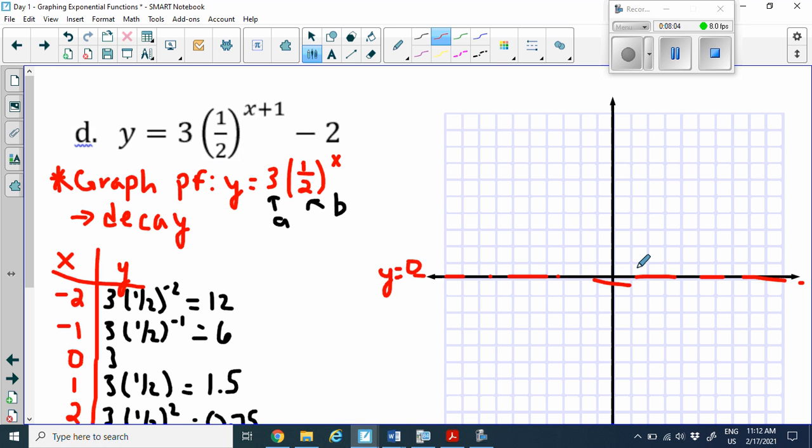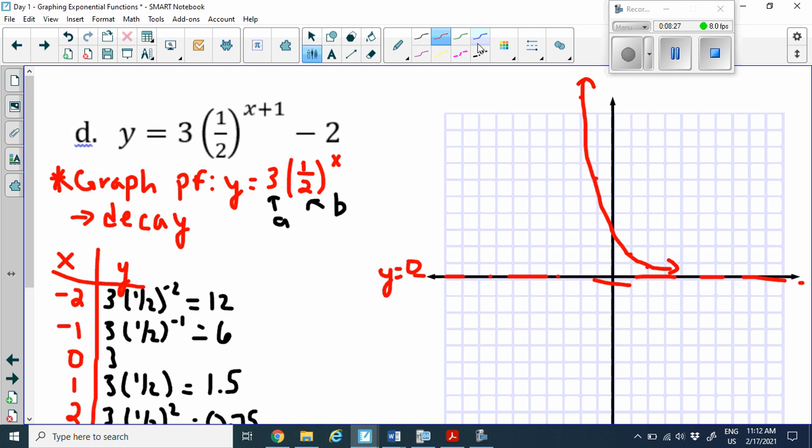So 12 is a little bit off, but we can kind of put it up here. That's fine. -1, 6, 1, 2, 3, 4, 5, 6, and then 3, 1, 2, 3, and then 1 is 1.5, and then we're a little bit below there. Boom. Okay. So there is our parent function.